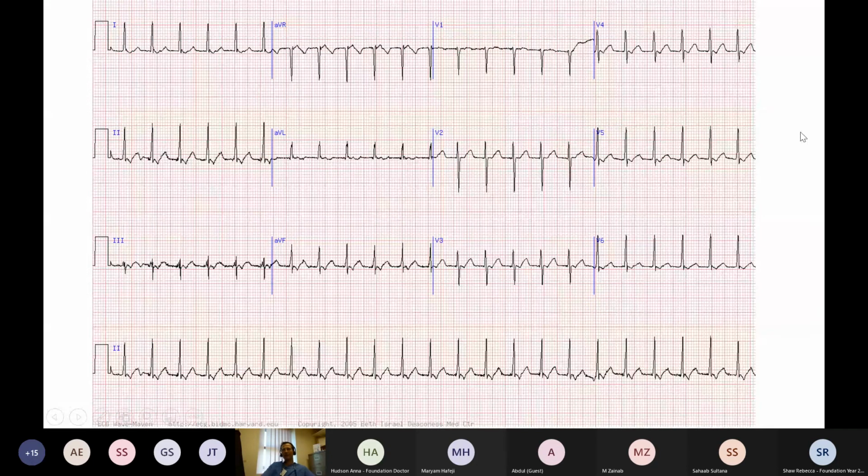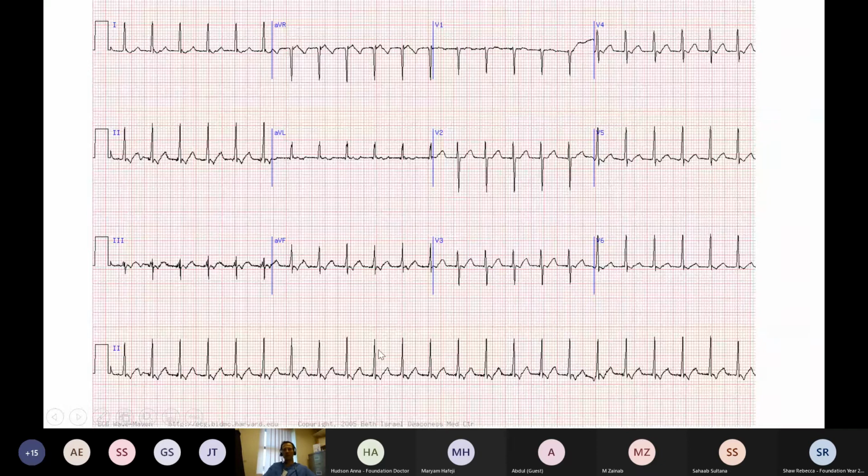So this is a narrow complex tachycardia. Can anybody tell me the heart rate of this, roughly? 150, very good. So you can see that they're just slightly over 2 large squares. So 300 divided by 2 is 150. It's slightly over, so the rate's probably about 145 here.